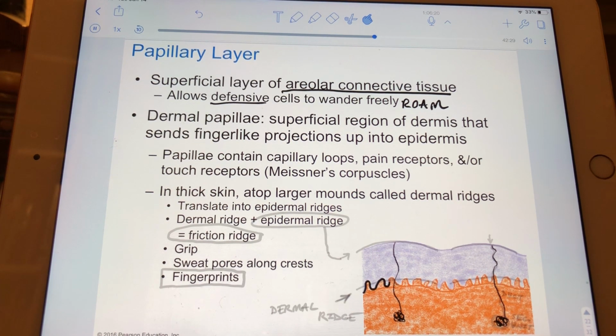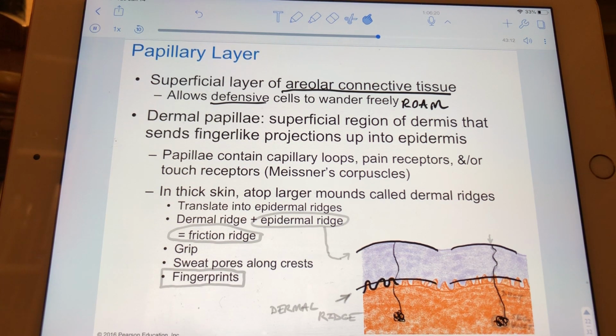These are dermal papillae. And dermal papillae definitely increase the surface area that anchors the dermis and epidermis together. But we also have these much more subtle, larger ridges or humps in the skin.